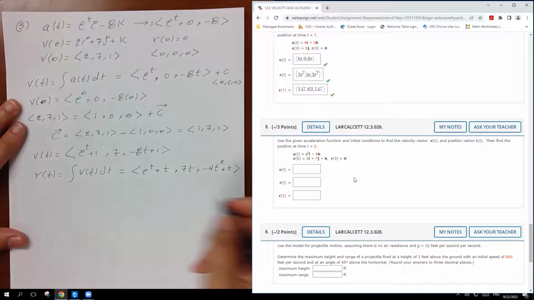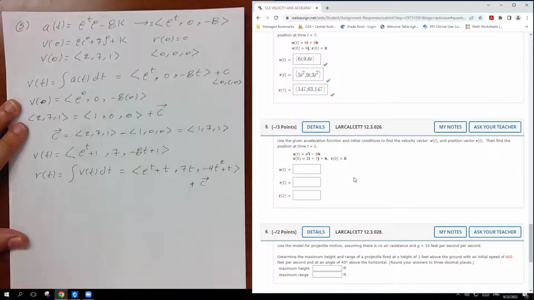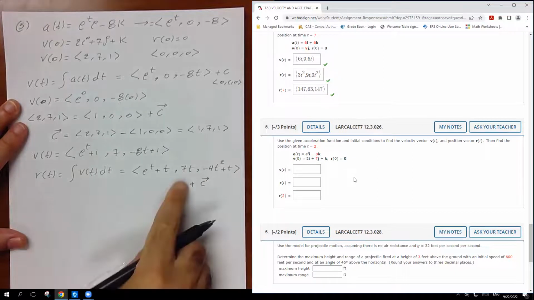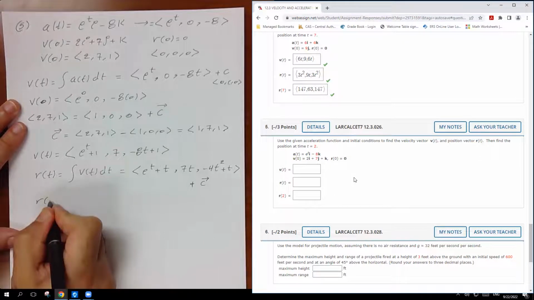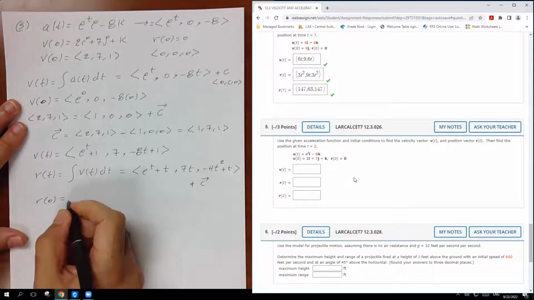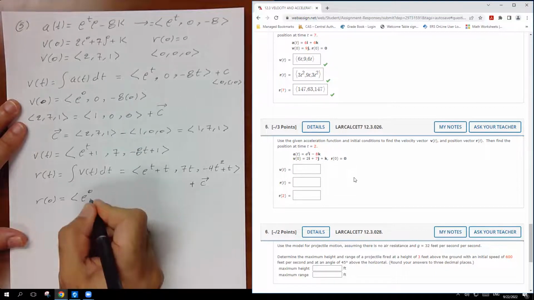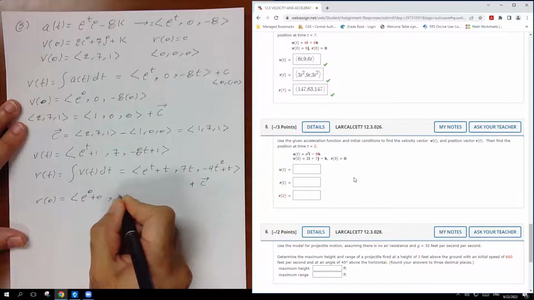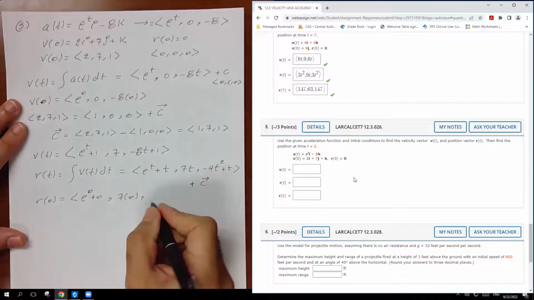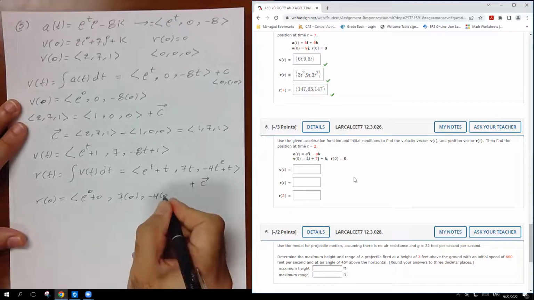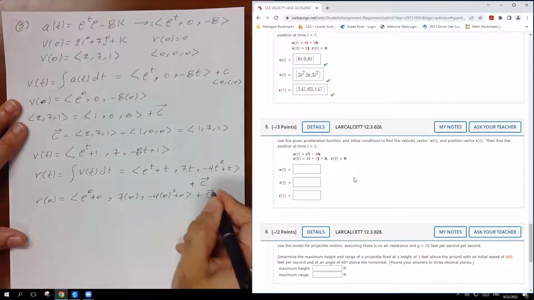And now another vector plus c as a vector. Now we need to find this one. The initial vector, initial position vector r of 0 equals 0. So it's going to be e to the 0 plus 0, and 7 times 0, and negative 4 times 0 squared plus 0. And this one plus c as a vector.